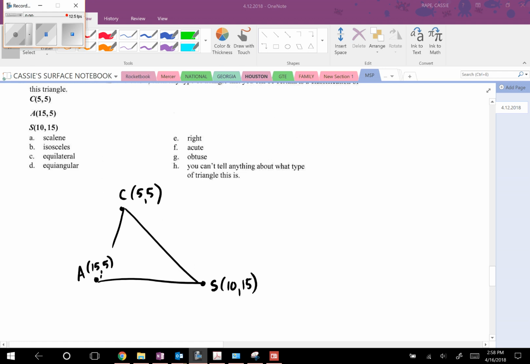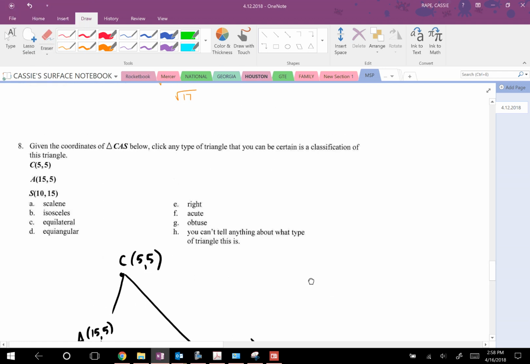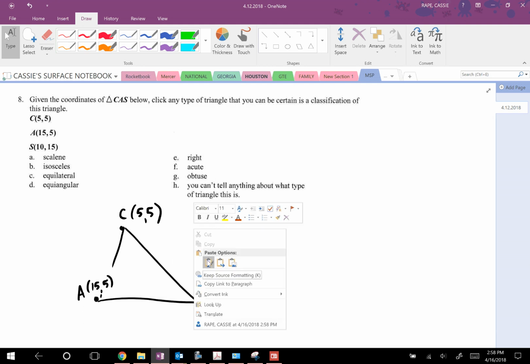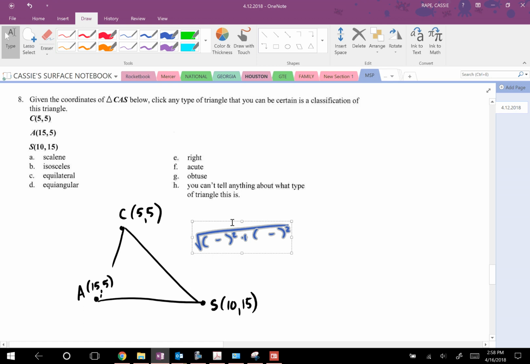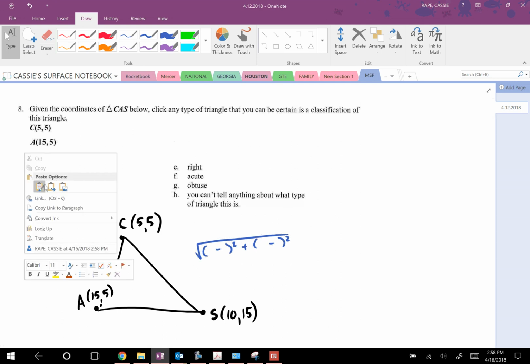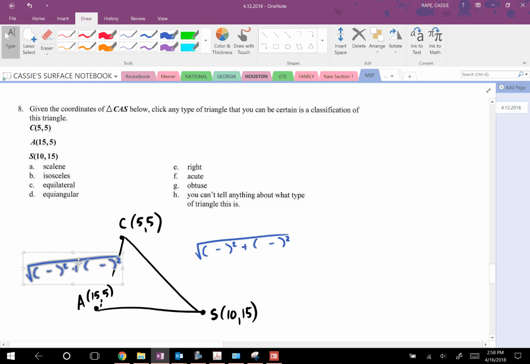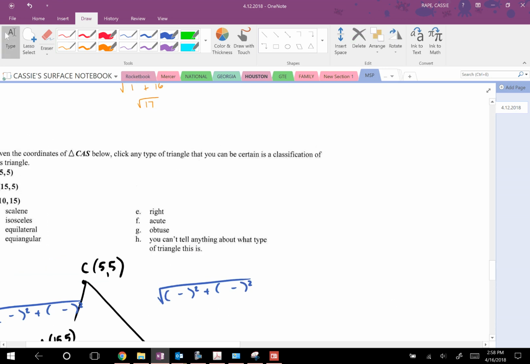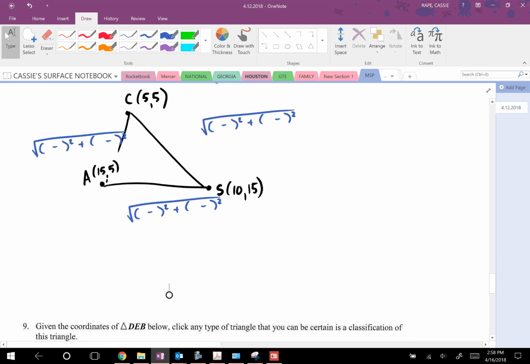Okay, so this is question number 8. And what we're going to do is do just distance formulas. I've already drawn out the distance formula, and I'm going to put it at each of the 3 sides so that I can calculate how long each of those sides is. Okay, so here we go. I know that you can't do that on your test, but it helped me.